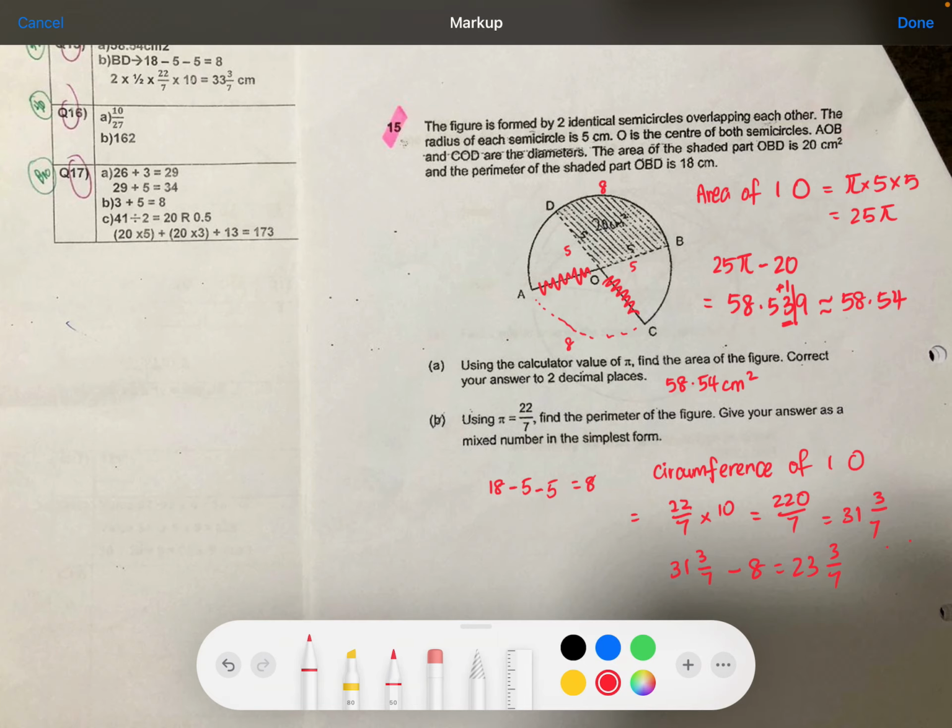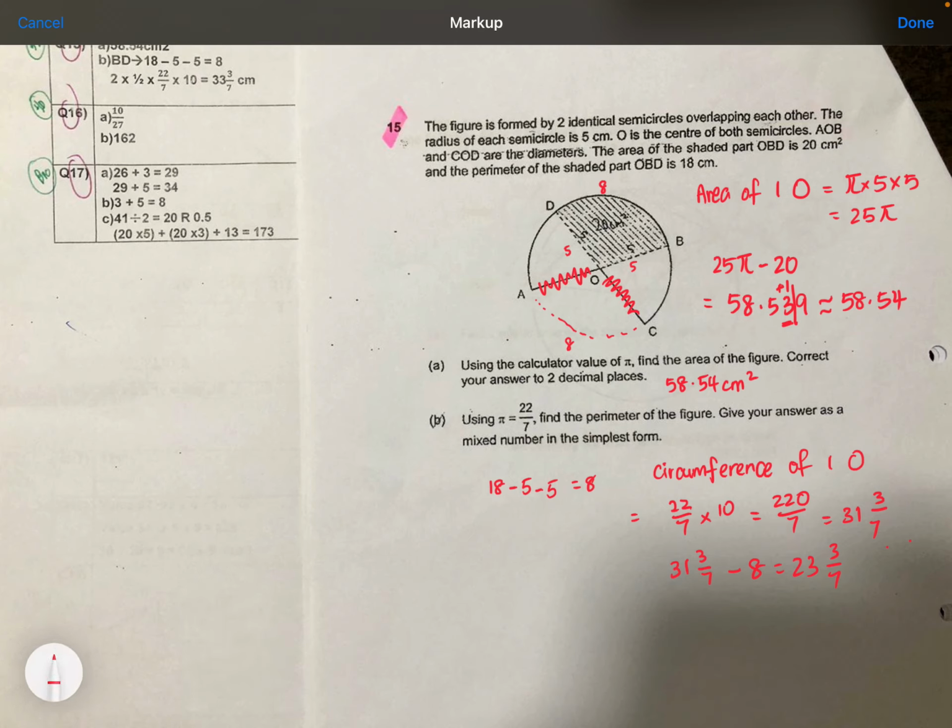So let me move this away first. I would have 23 and 3 out of 7 plus 5 equals 33, and this one I erase, so 33 and 3 out of 7. So my answer will be this, 33, 3 out of 7 cm. This will be for part B. So the answer key is not right over here. Okay, so this will be for both parts of question 15.